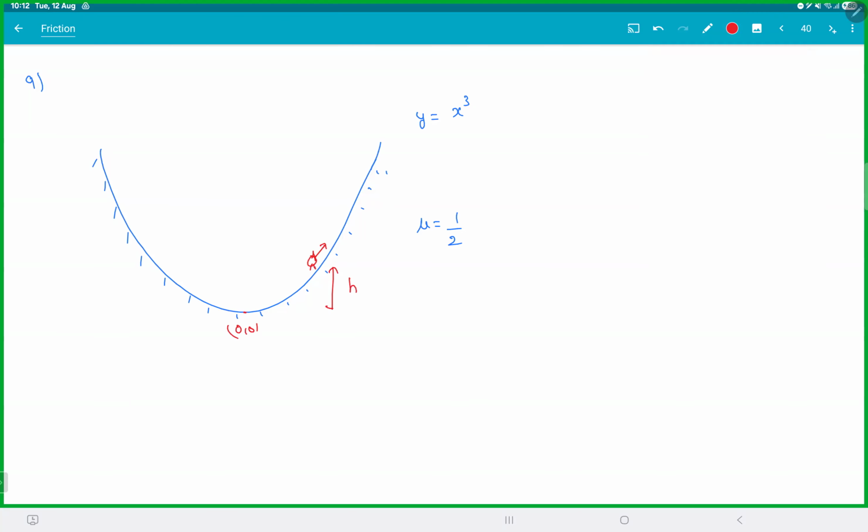Sir, how can y is equal to x cube be the equation for this? Why? What is the problem? Okay, Sir, that's what you're saying. Yeah, it should be like minus x cube for one x. Get it. Let's get this.